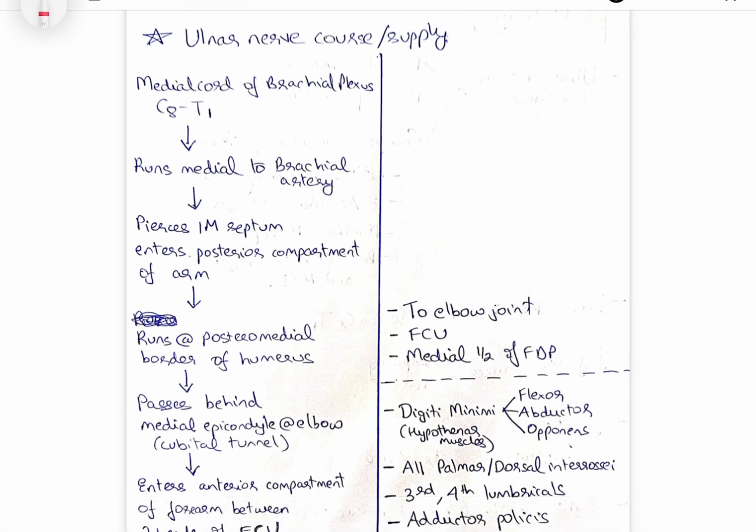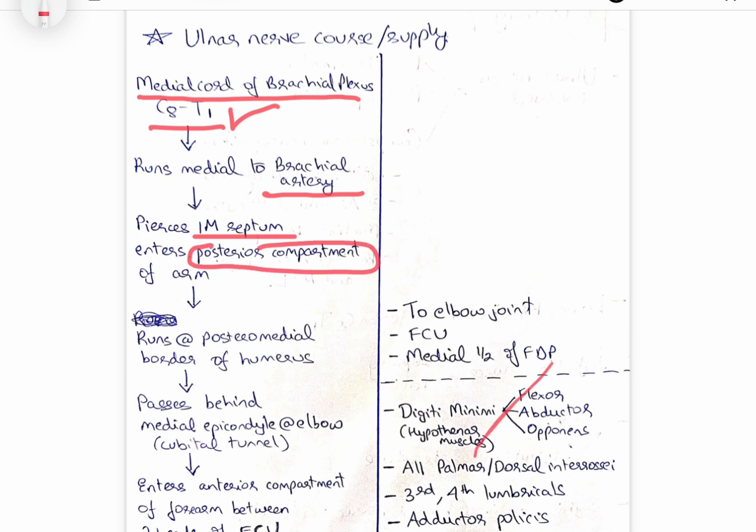Okay. So as we all know, where does the ulnar nerve arise? It arises from the medial cord of the brachial plexus. So what is the nerve root value? It is C8 T1. Okay. Moving distally, it runs medial to the brachial artery and pierces the intermuscular septum, where it enters the posterior compartment of the arm.